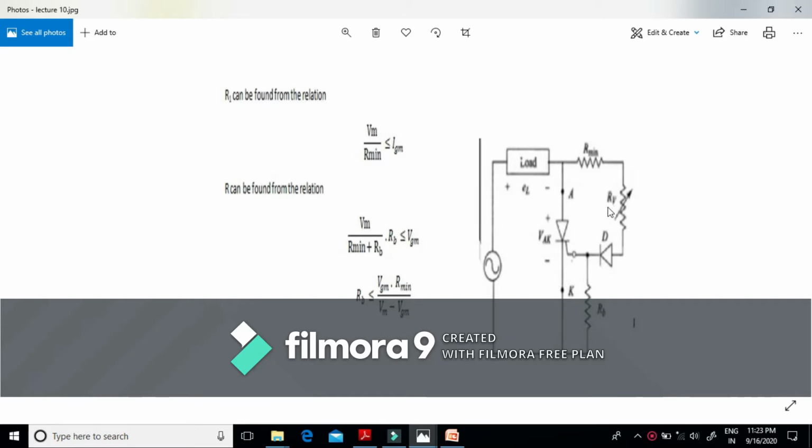In case this resistance RV is zero, the gate current flows from this resistance R minimum, this diode D, and the resistance RB. The value of this current should not exceed the maximum permissible gate current IGM. So we can calculate the R minimum from this relation, that is Vm divided by R minimum should be less or equal to IGM, or we can say that our R minimum should be greater or equal to Vm divided by IGM.